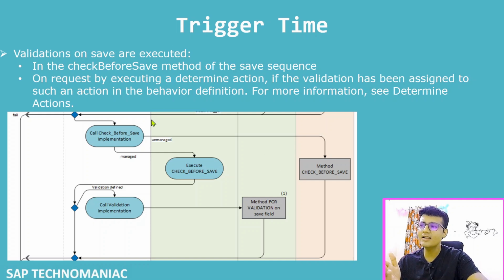One important thing, apart from the check before save method where validation will trigger: apart from that, the validation can also trigger using the determine action. That is very important.